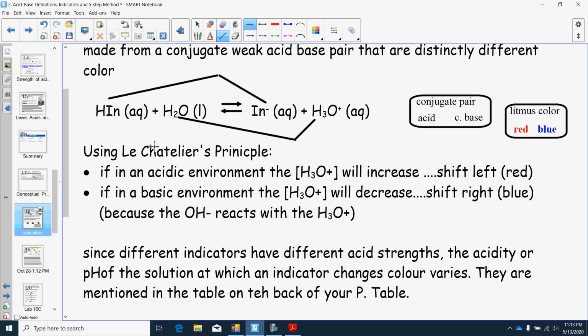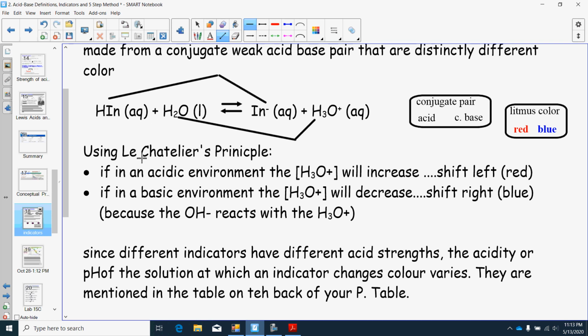So when you look at Le Chatelier's principle, the first one's pretty straightforward. Here's our equation up here, and we're going to dump in some more H3O positive. If we increase the concentration of H3O positive, you'll remember from Le Chatelier's principle, the fix will be to try and decrease it. So that's the reverse, shifting left. And when it shifts left, it makes more of your red. So when litmus is put into an acidic environment, it turns red.